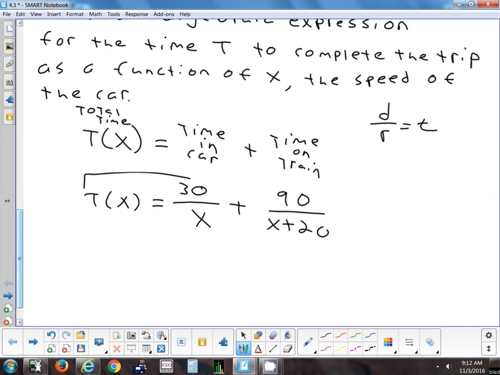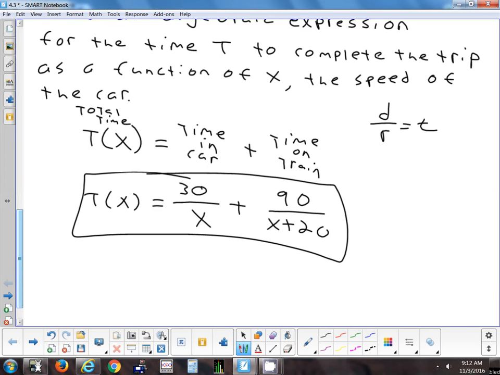Okay, so there's a formula that will give us the time it takes to do the trip. You just have to tell me how fast she drives in the car, and I can plug it in for x. Or I could look at it from a different angle. You could say Sue only has 3 hours to make her trip. How fast does she have to drive in the car to make sure she gets there in 3 hours? Any questions on that equation?